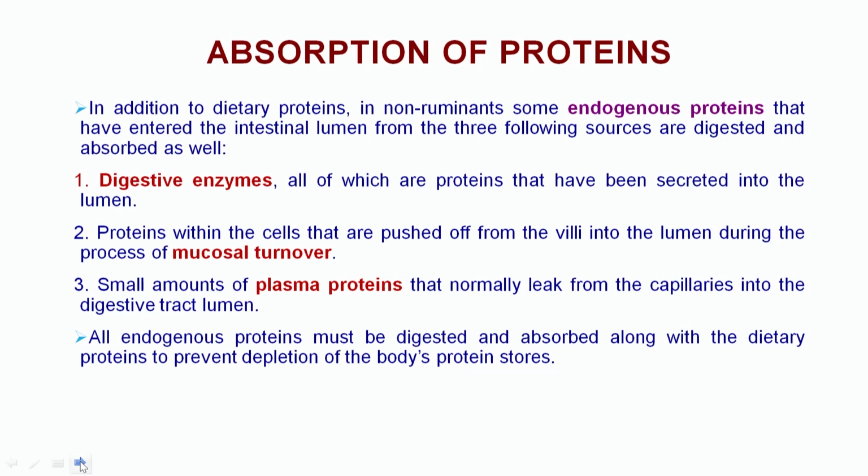In addition to the dietary protein, in the non-ruminant, endogenous proteins are also absorbed, like digestive enzymes, mucosal turnover and plasma protein. These also need to be absorbed similarly to how the dietary proteins are absorbed, otherwise deficiency of the proteins will take place in the animal.